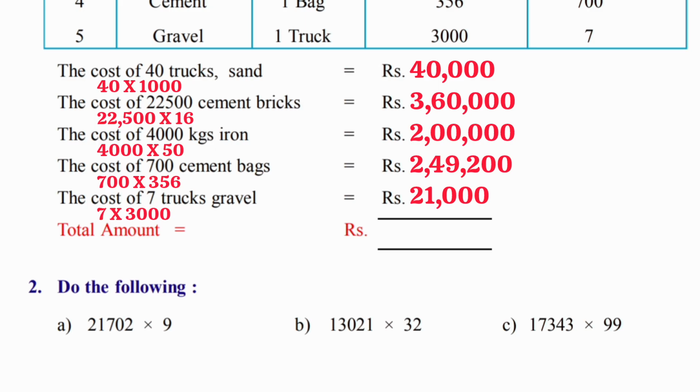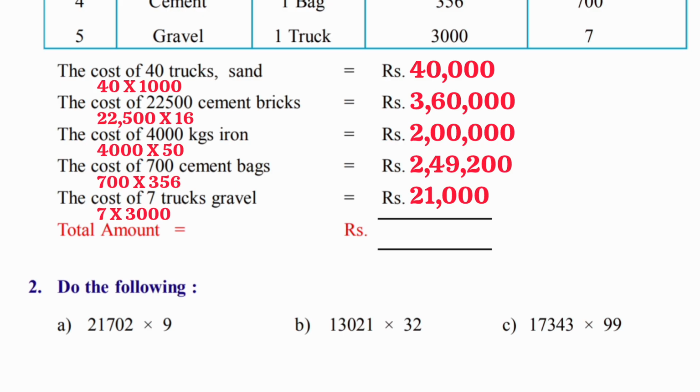The cost of 40 trucks sand is, so 40 into 1000 you have to do, you will get the answer as 40,000. Next, the cost of 2,25,000 cement bricks, you have to multiply it by 16. If you multiply it by 16 you will get the answer as 3,60,000. Next, the cost of 4,000 kilogram iron, so 1 kilogram iron is 50. So 4,000 into 50 is equal to 2 lakhs.